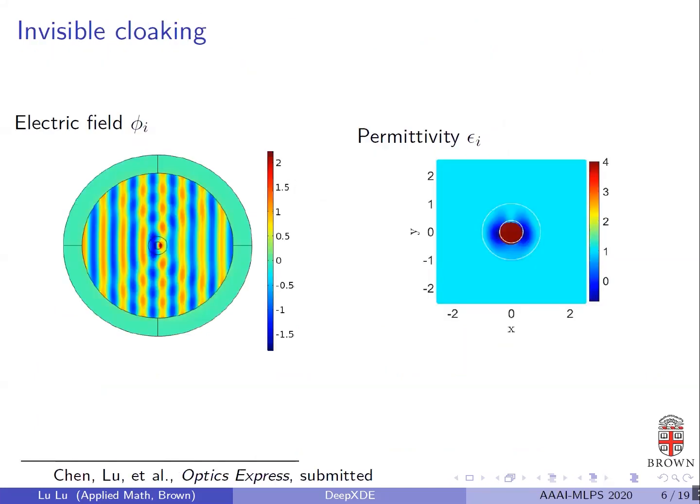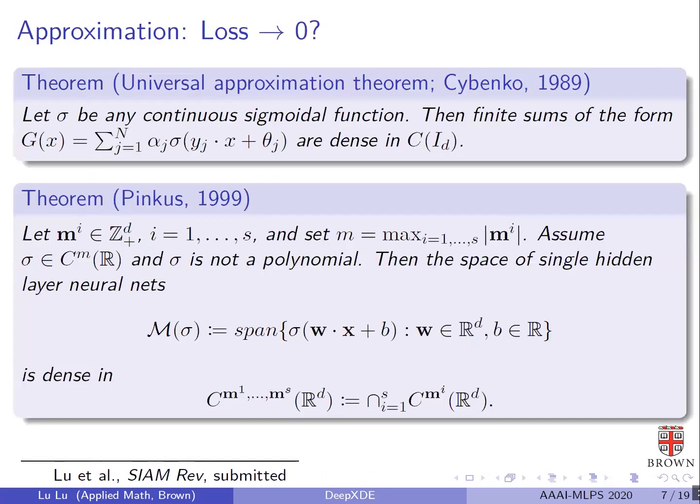So after the training of the network, the red plot is the permittivity of this inner region learned from the network, with the corresponding electric field shown in the left figure. So this is the method. It's easy to understand. And next, we try to have some understanding of this method.